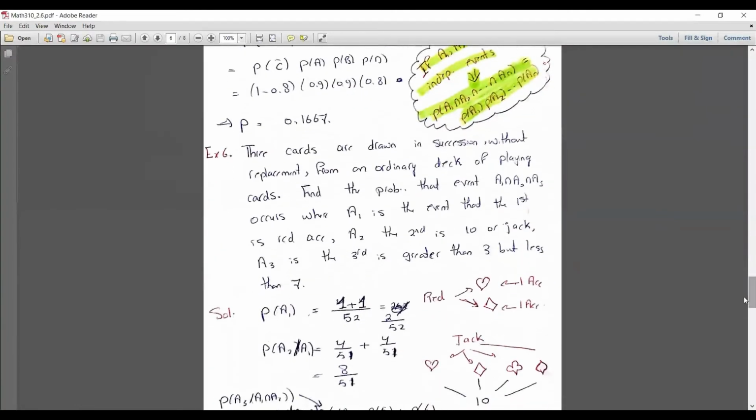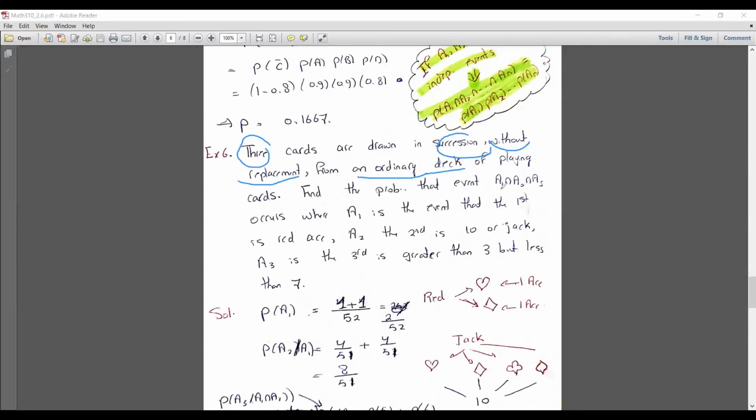Okay, guys, let's now solve an exercise about cards. Anyway, guys, how many cards do we have in a poker hand? We have 52 cards. Here we are saying that 3 cards, so let's highlight 3, are drawn in succession without replacement. We are not replacing them again from an ordinary deck. It means that it contains 52 cards.